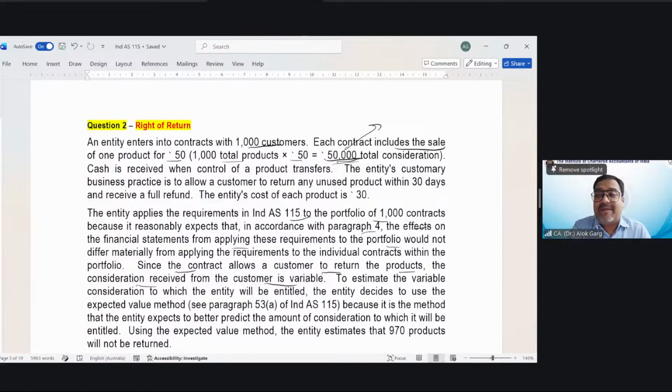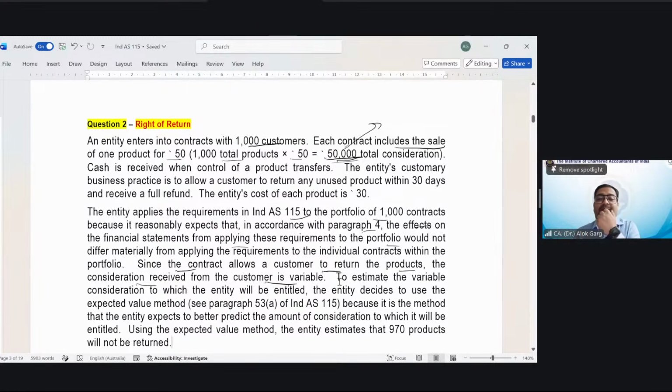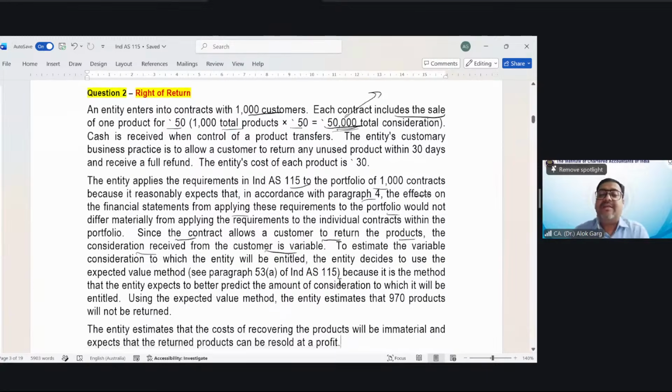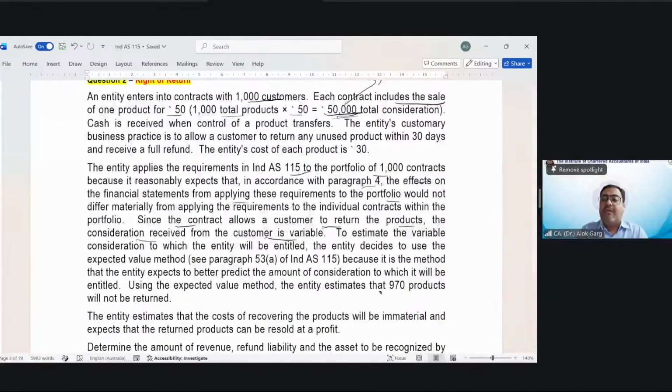Meaning the 30 days expiry. So again, this is some other paragraph of Ind AS 115. Since the contract allows a customer to return the product, the consideration received from the customer is variable. To estimate the variable consideration to which the entity will be entitled, the entity decides to use the expected value method because it is the method the entity expects to better predict the amount of consideration to which it will be entitled. Using the expected value method, the entity estimates that 970 products will not be returned.